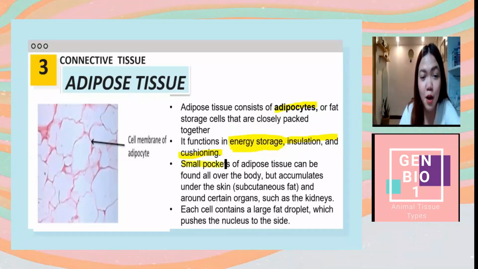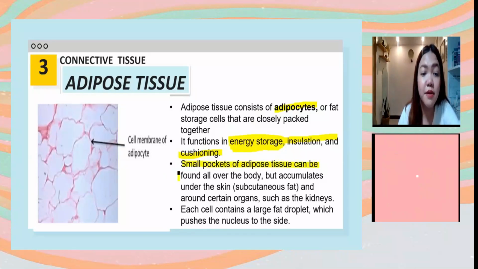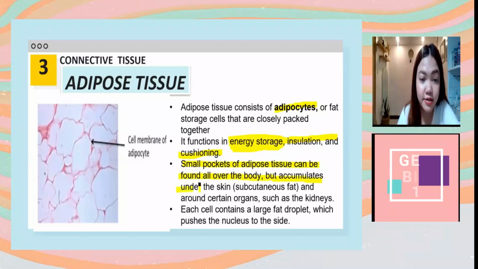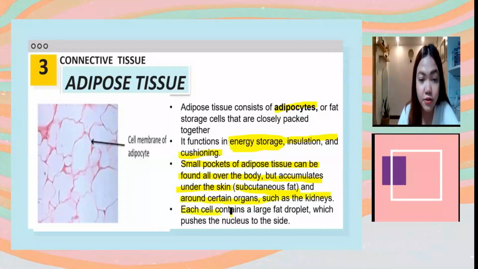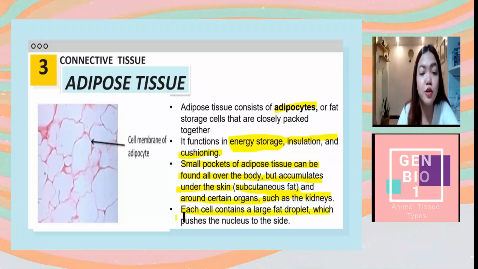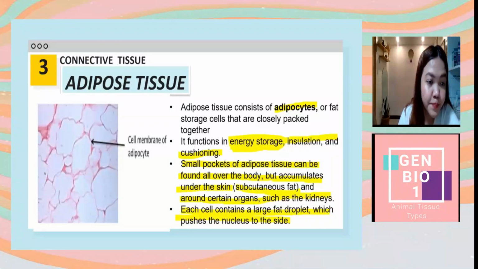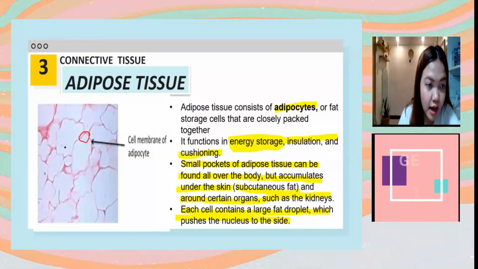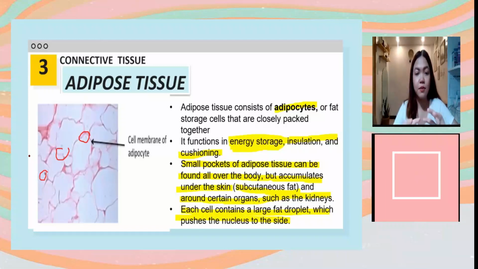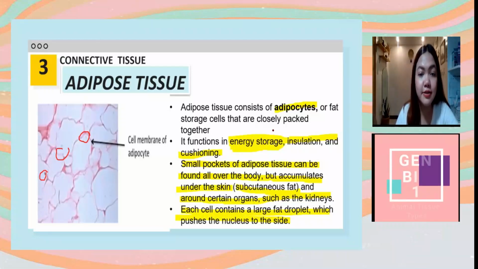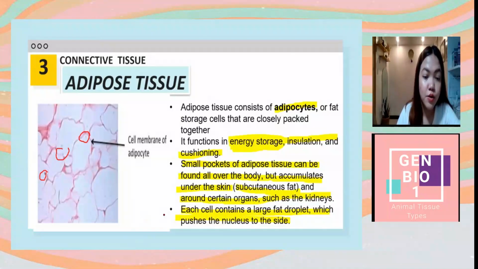Okay, so small pockets of adipose tissue can be found all over the body but accumulates under the skin or the subcutaneous fat and around certain organs such as the kidney. So each cell contains a large fat droplet which pushes the nucleus to the side. So here, you can see then that your nucleus are actually gilid. Why? Because it is being pushed by the large droplets present in your adipocyte.